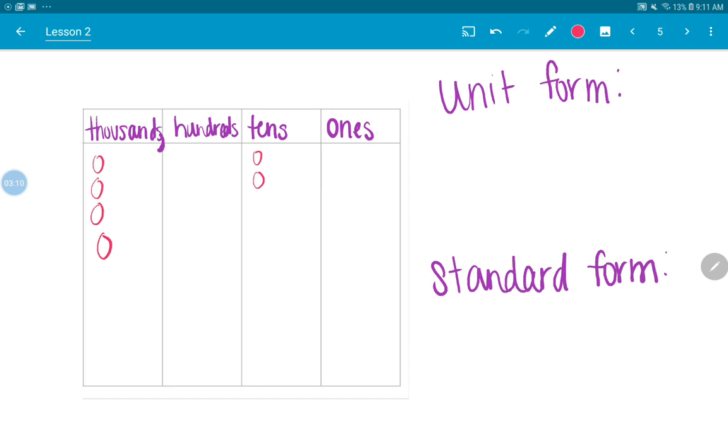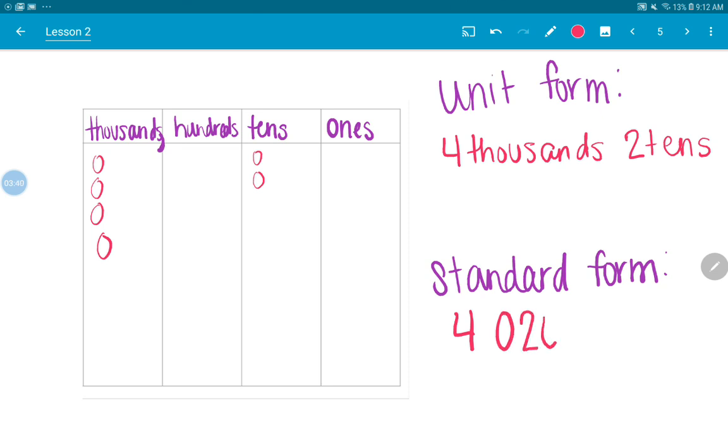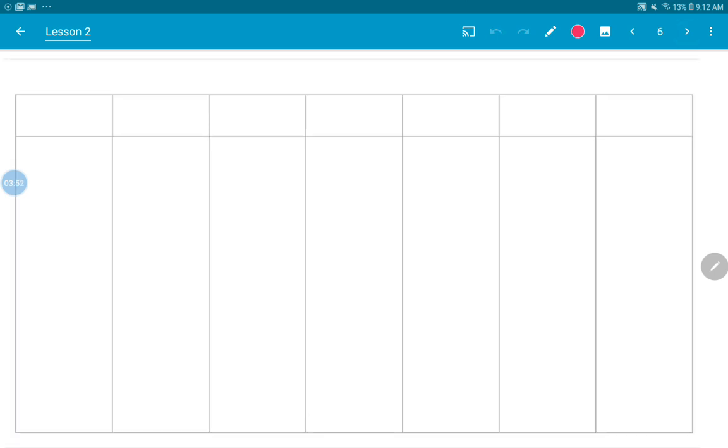How about now? What do I have, Owen, in unit form? You have 4,000s and 2 10s. How do I write that number in standard form? 4,020. Okay, so how do I write the number 4,020? 4,020. Very good. And I'm going to put a comma between the thousands and the hundreds. So I have 4 1,000s, 0 hundreds, 2 10s, and 0 ones. All right, let's try one more.